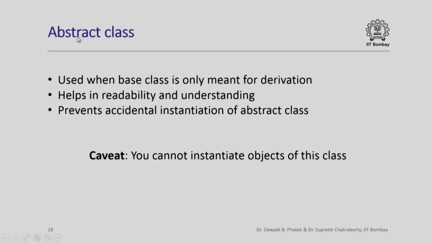So for abstract classes, what you need to remember is that these are used only when the base class is meant for derivation purposes, not for instantiation. You cannot instantiate objects of an abstract class. An abstract class helps in readability and understanding because the moment you see a pure virtual function, you know that this is an abstract class. It also prevents accidental instantiation of the abstract class because the compiler is going to complain about that.